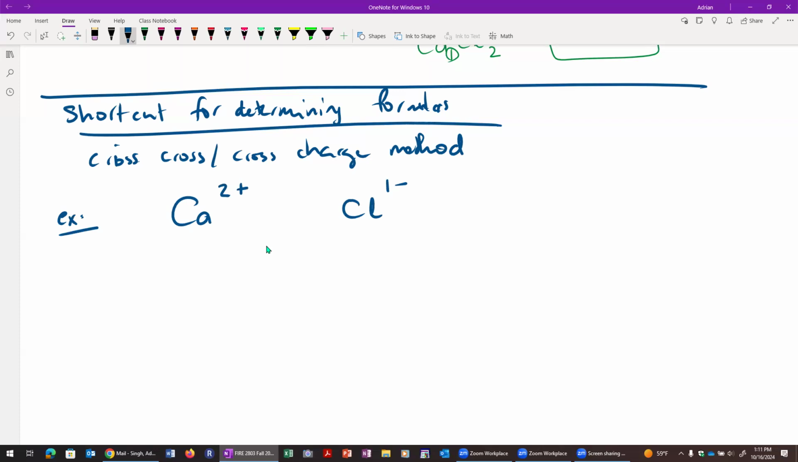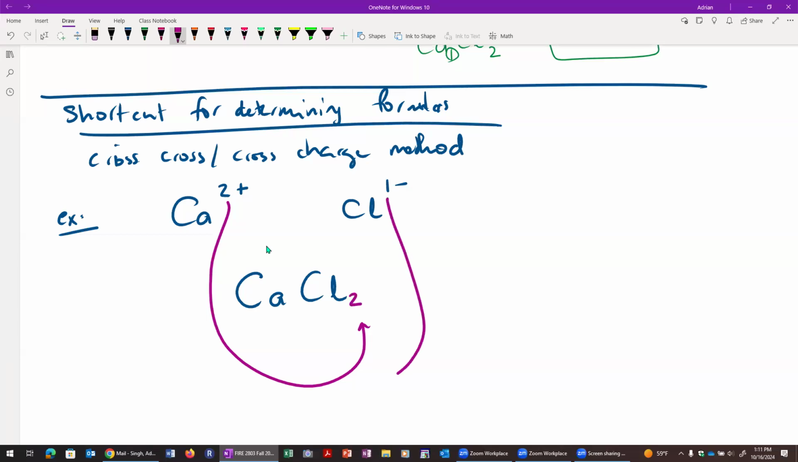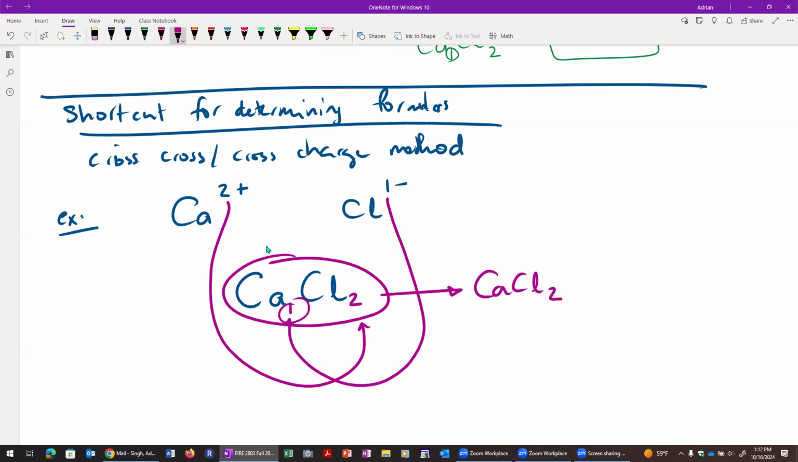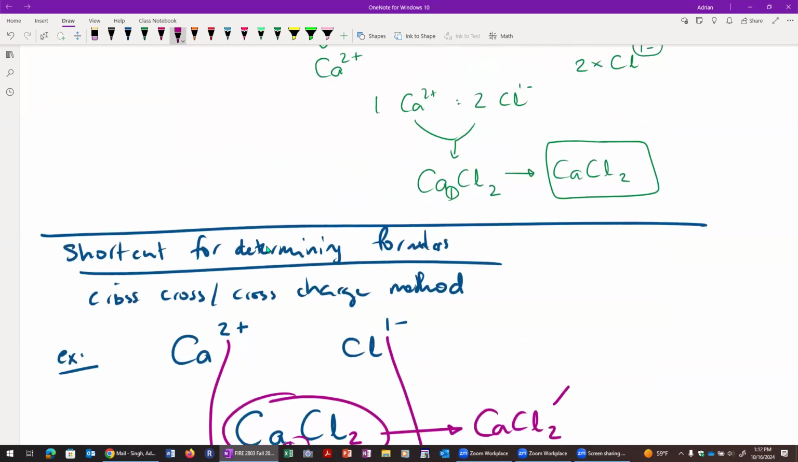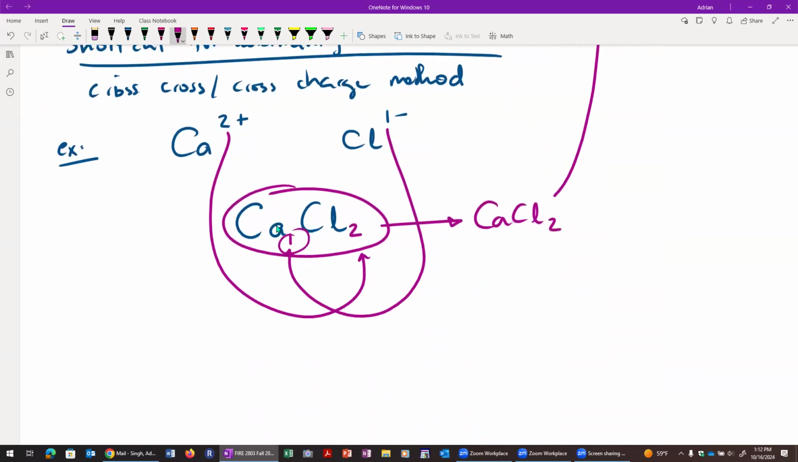Then we're going to write the formula. So the cation goes first. So we have Ca, and then we have Cl. And the way the crisscross works is the charge on the metal, so the 2 here, becomes a subscript on the non-metal, and then the charge on the non-metal, which is the 1, becomes a subscript on the metal. So I end up with Ca1, Cl2. Again, the 1 is understood. So if I clean this up, I end up with CaCl2, which is the same formula I came up with up here. Okay, that's a quick way to determine your charges.